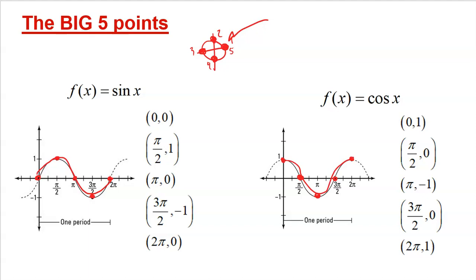And if you understand these key 5 points for both functions, and they're very similar, right? It's all about where you start. Sine starts at 0, 0, cosine starts at 0, 1. Those are the 5 key points that we're going to focus on for a lot of the graphing that we're going to do in the next video. And if you have those 5 points, it's so easy to connect the dots with a nice smooth curve. That way you can really make one full period.